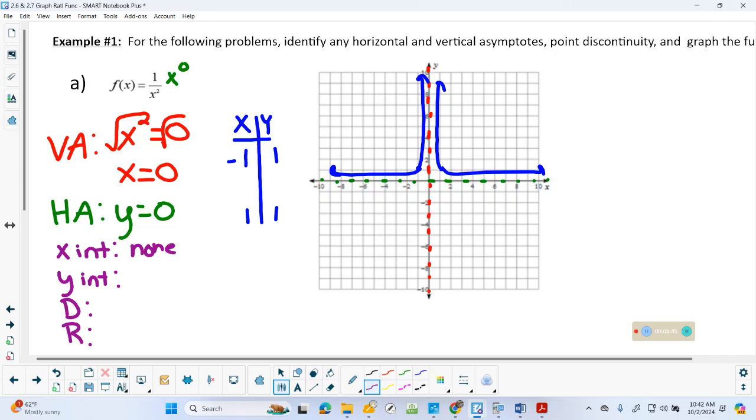Because remember that x-axis was our asymptote. We're not going to touch it or cross it. Where does it hit the y-axis? Nowhere. We're not going to cross or touch that red line.